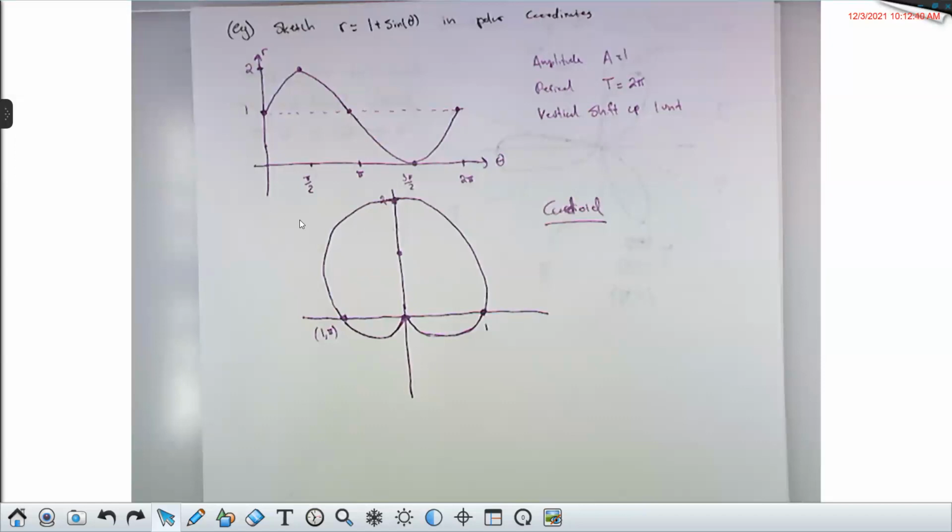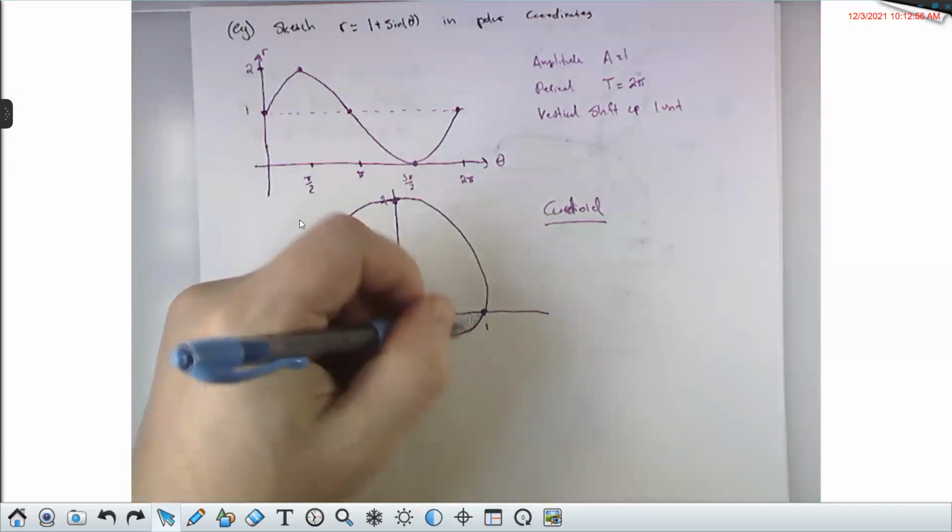All right. We'll do some more examples like this, but before I do any more graphing examples, I want to talk a little bit about how to find areas. So imagine that I wanted to find, say, this area.